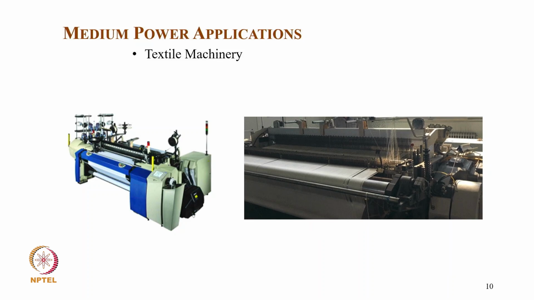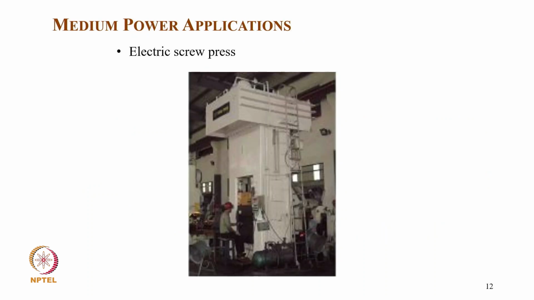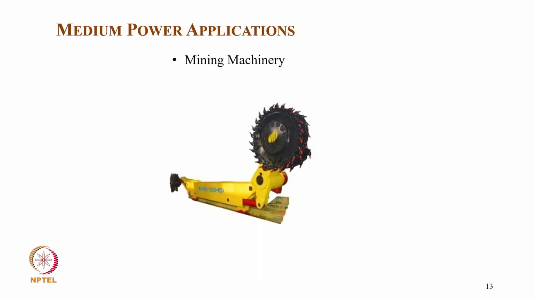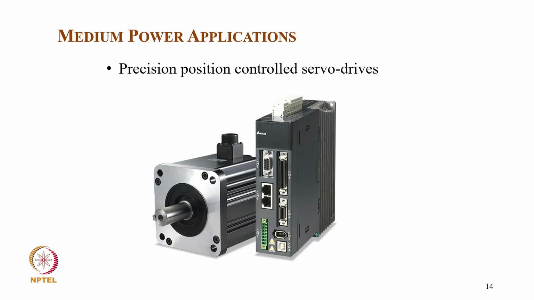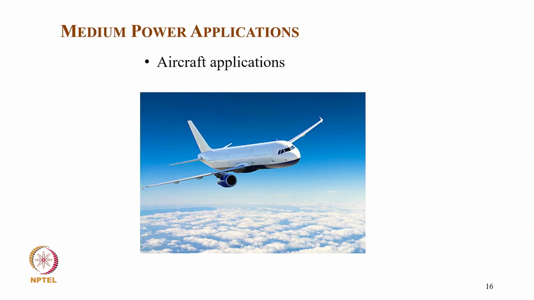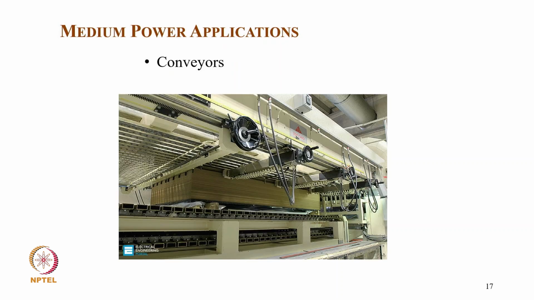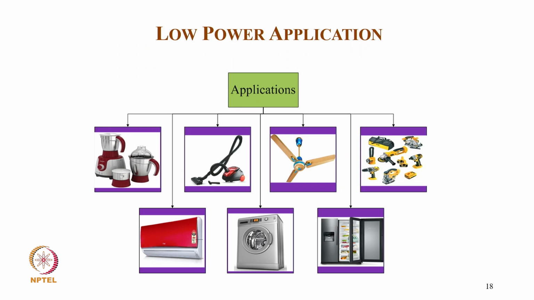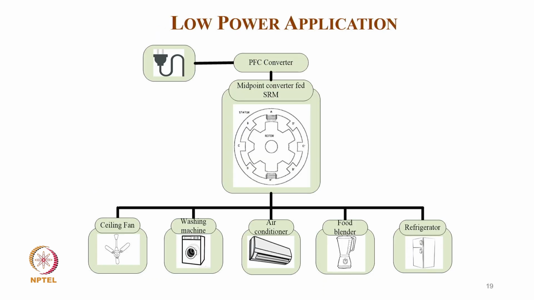There is typically a kind of medium power application, adjustable speed drives, and we have applications in the textile industry, as you can see here, because of the variable speed requirement. Then oil field pumps, electric screw press, mining machinery, precision position control servo drives, vacuum cleaners, aircraft applications, and conveyors. Then the major applications in home appliances for low power are food mixers, vacuum cleaners, fans, many kinds of tools, air conditioners, refrigerators, and washing machines.